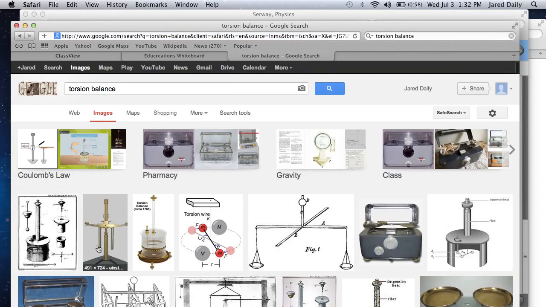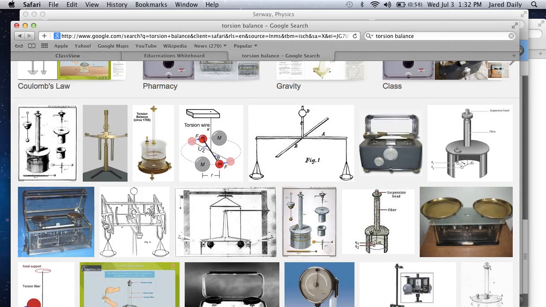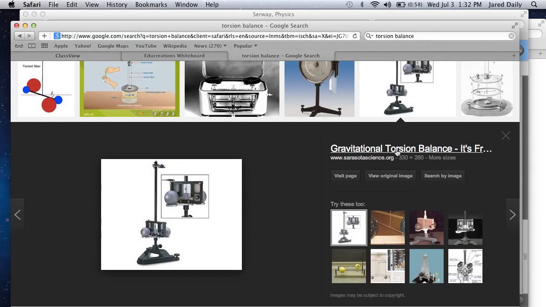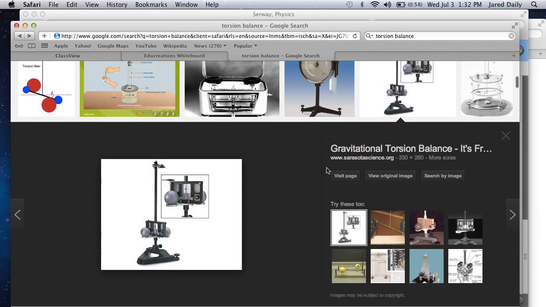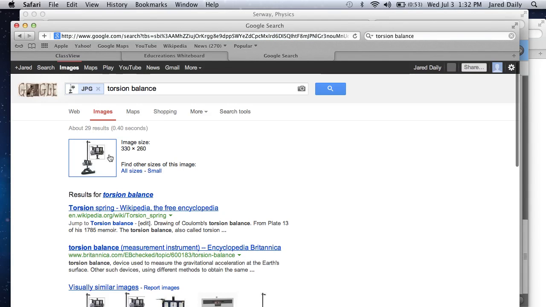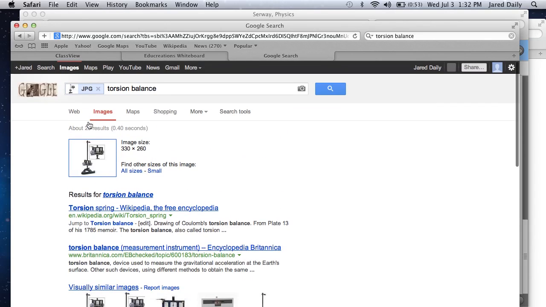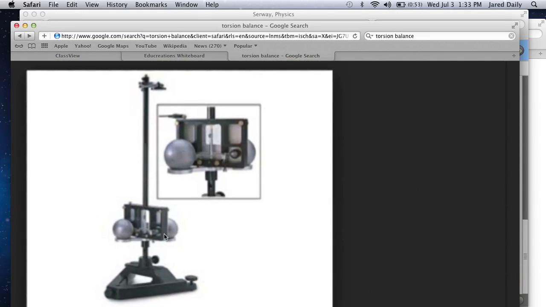So what a torsion balance is designed to do is allow things to attract each other. There's this English guy named Cavendish who was the first one to do this experiment, and this is a torsion balance that is similar to his balance. Goodness, why can't I find this thing and look at it? Okay. Anyway, this is what it looks like.